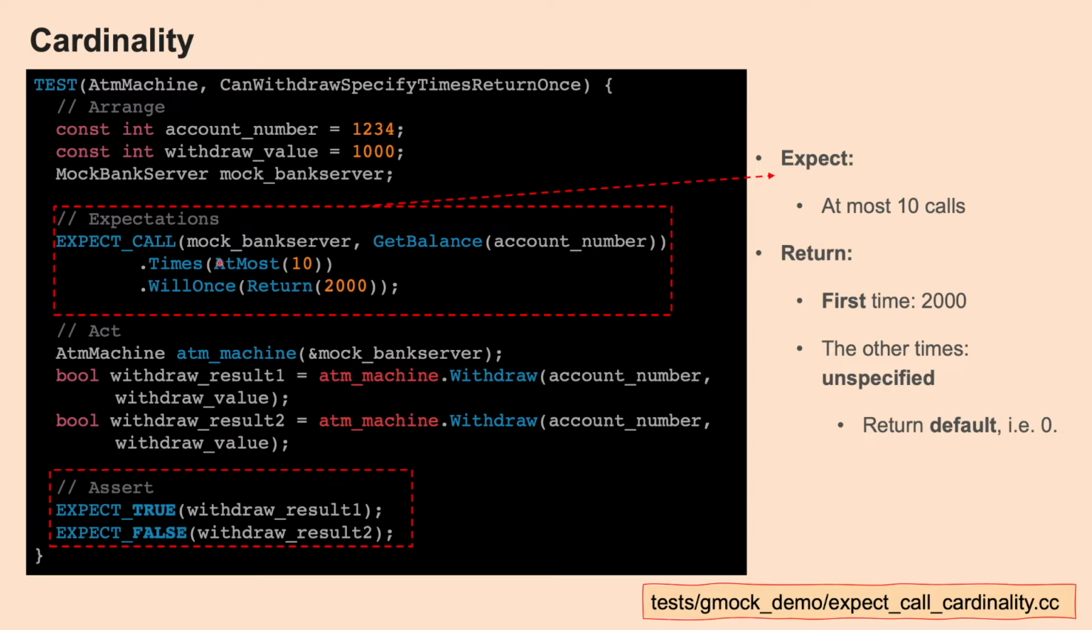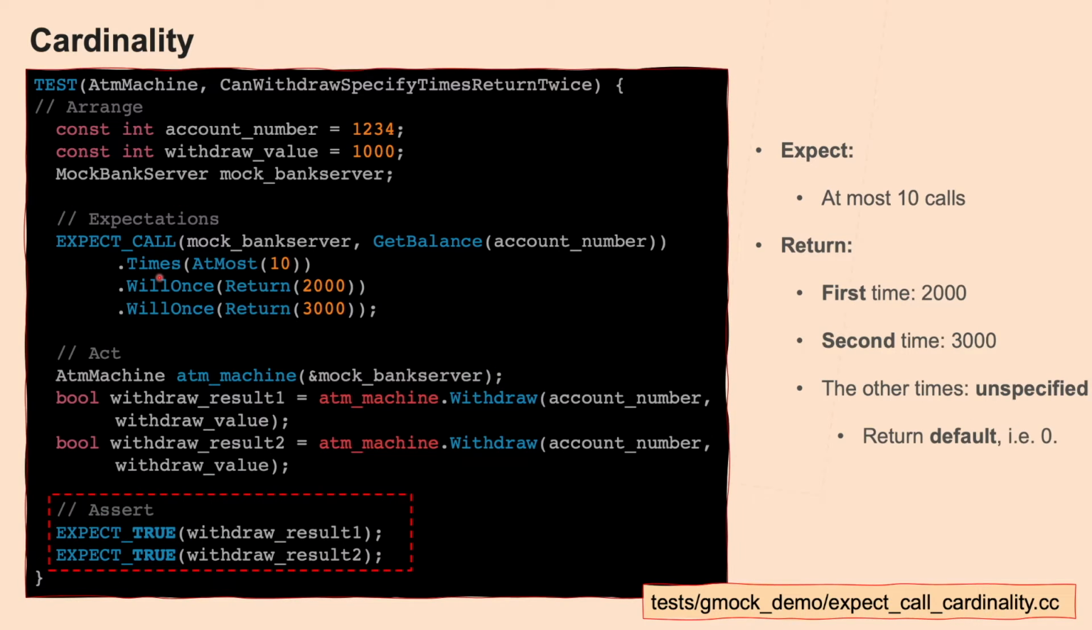Here, I'm saying expect getBalance to be called with account number as a parameter at most 10 times and the first time return 2000. So here will once means the first time return 2000. And notice that we don't specify what should happen for the other calls. Here I'm calling withdraw 2 times. So the first time I specified 2000, the second time I didn't specify, and you guessed it right. Once you don't specify, we fall back to default and the value returned would be 0. So the result of the second withdraw call is false and you can verify it here. You can run this example yourself from this path.